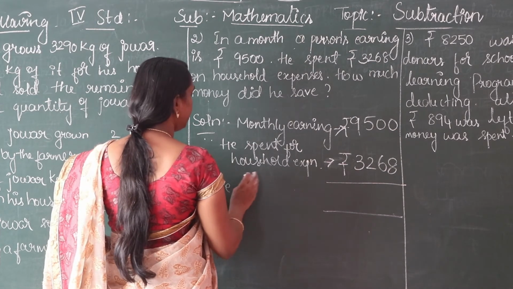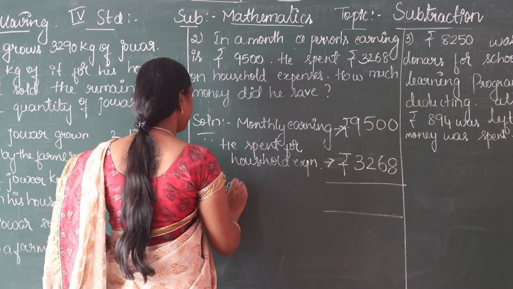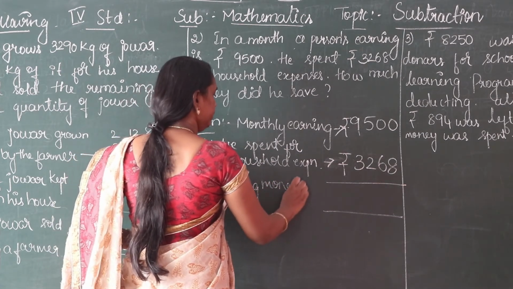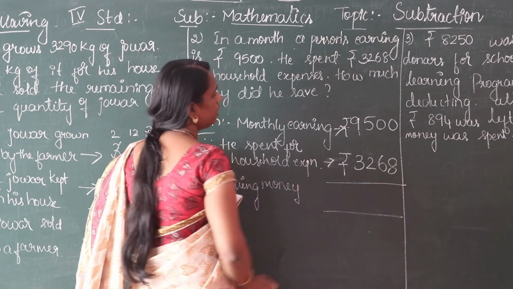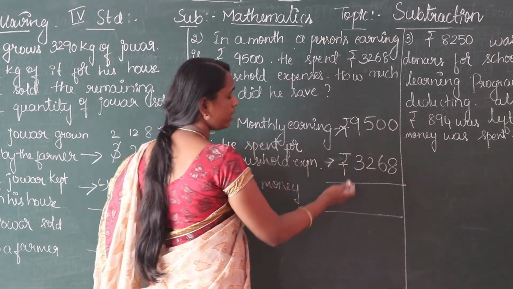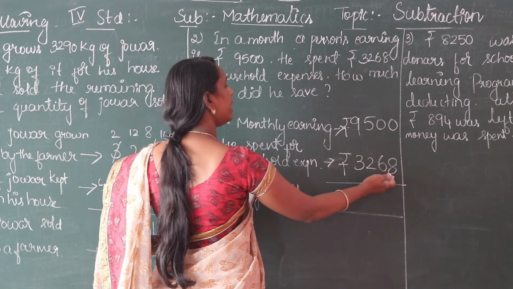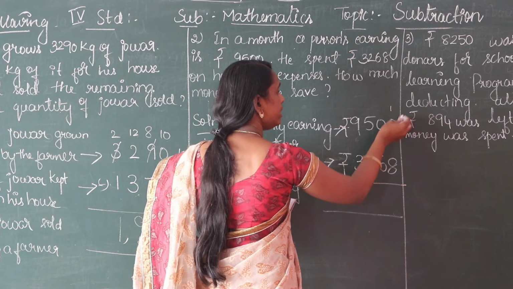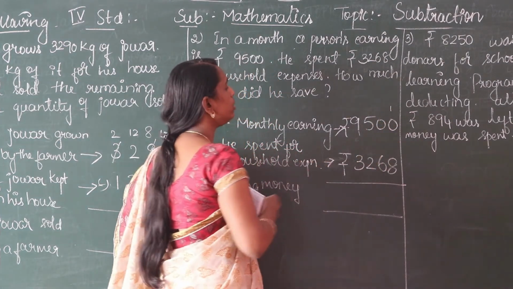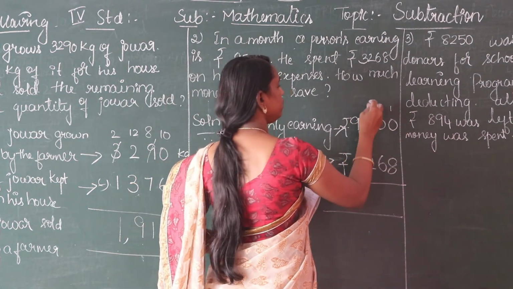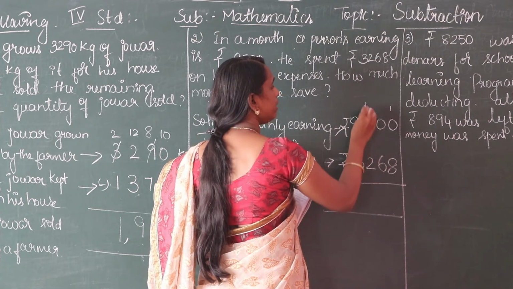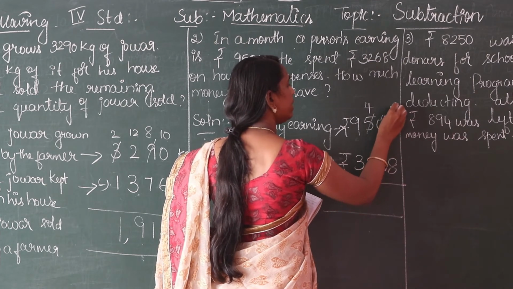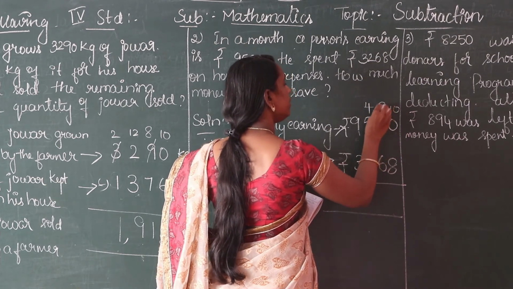He saved some money. Saving amount is: subtract 3,268 from 9,500. In the unit place, 0 is there, take borrow from tens place. You know the rules. So take borrow from 100 place. This 5 becomes 4. This 0 becomes 10. We give to the next place. This 0 becomes 10. This becomes 9.